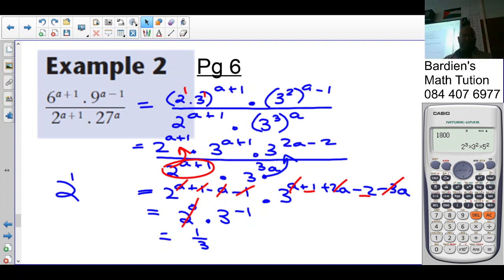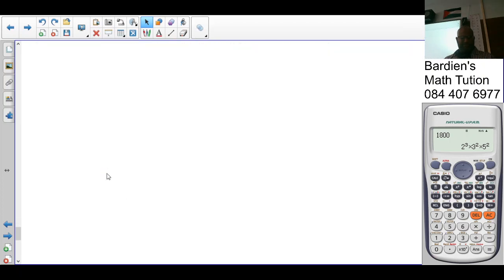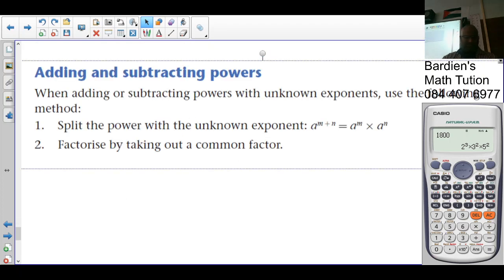Okay, so now we're going to look at adding and subtracting powers. This is on page... which page are we on? 6. Okay. Page 6.